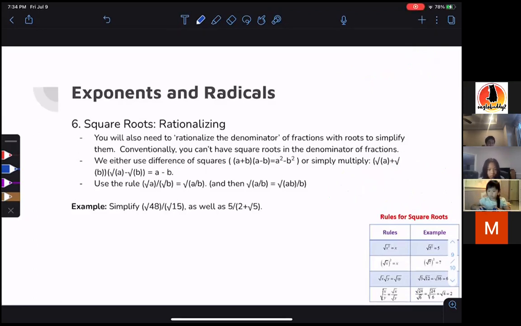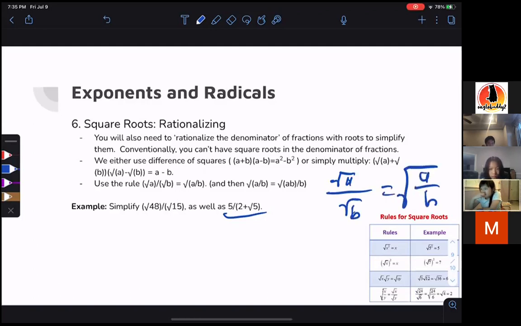And yeah, so for the example, simplify root 40 over root 15 as well as 5 over 2 plus root 5. Pay attention to the parentheses and remember that root a over root b is equal to root a over b. And yeah, you can chat me your answers when you're done.